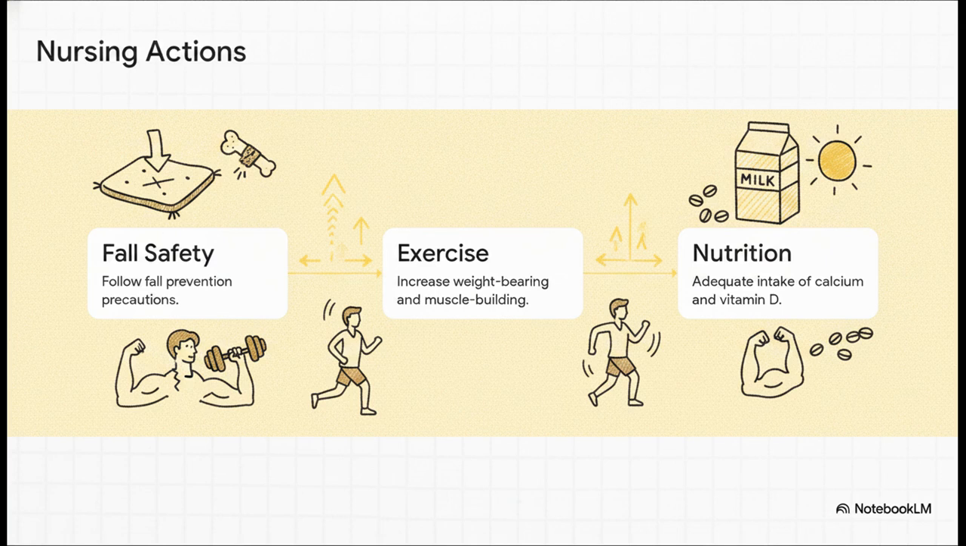Number 1, above all else, follow fall prevention precautions. That is a massive priority. To combat the bone loss itself, we also really encourage increasing weight-bearing and muscle-building exercises. And finally, and you'll definitely want to jot this down for your quiz, drill down on these specific supplement numbers. Postmenopausal females need 1,200 to 1,500 milligrams of calcium, and older adults 70 and older need 800 IU of vitamin D.